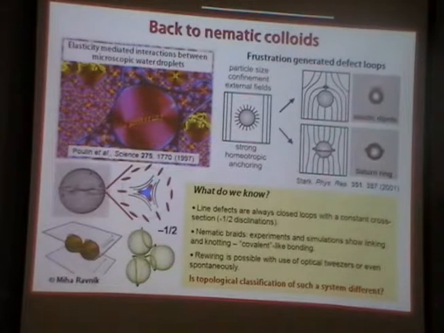So just to remind you, this defect loop which goes around the sphere actually has a threefold cross section. This is important. So we are dealing with minus one half disclinations, which are in this case always closed to loops. And if we have more particles, we can entangle these disclinations around. So the particles start to share the encircled loops in a more complex way. And in this case, we are talking about nematic braids. And they provide kind of covalent-like binding, let's say, between the particles.